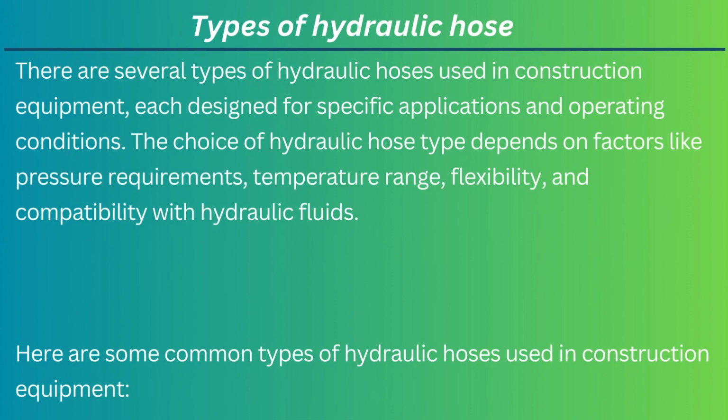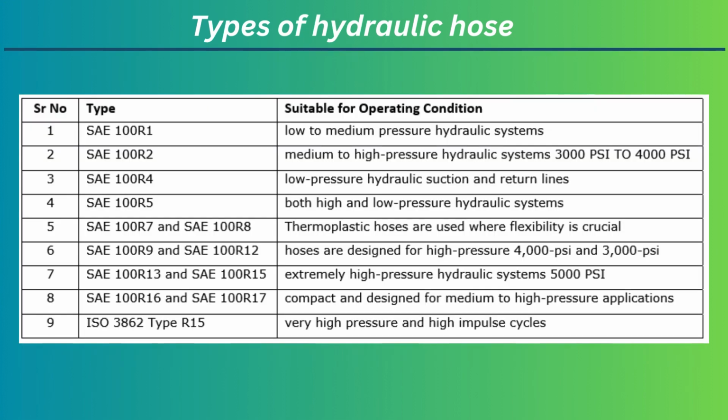C. Types of hydraulic hose. There are several types of hydraulic hoses used in construction equipment, each designed for specific applications and operating conditions. The choice of hydraulic hose type depends on factors like pressure requirements, temperature range, flexibility, and compatibility with hydraulic fluids. Here are some common types of hydraulic hoses used in construction equipment.